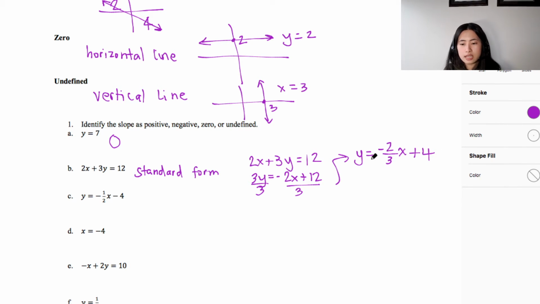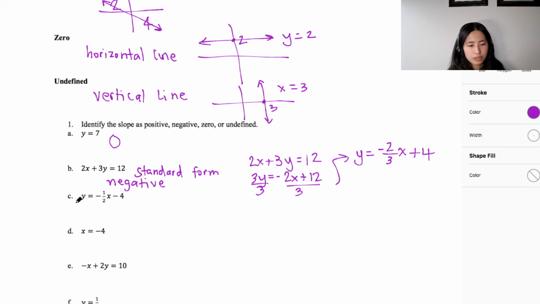So as you can see, you have a negative slope, because this is in the form of y is equal to mx plus b. Remember, in math, we denote the slope as the variable m. And you have negative 2 over 3, so that means this is negative. So your slope is negative. And this is plus b, which is your y-intercept.